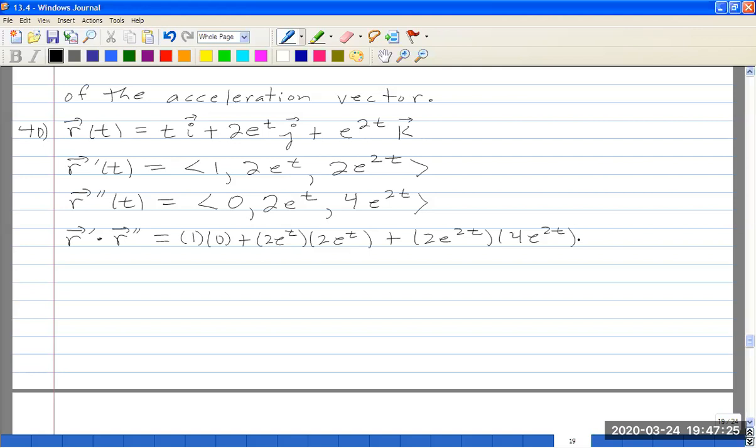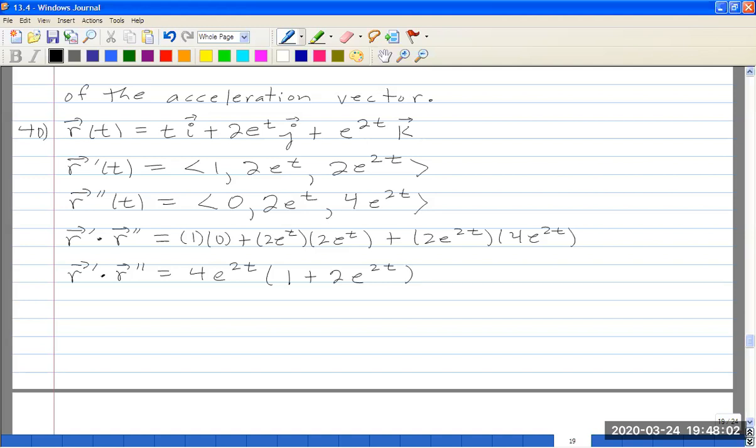And so this is going to be a 4e^{2t}. Let me factor out, so that'll be a 4e^{2t}. And let's factor out a 4e^{2t} from this. So it'll be a plus a 2e^{2t}.